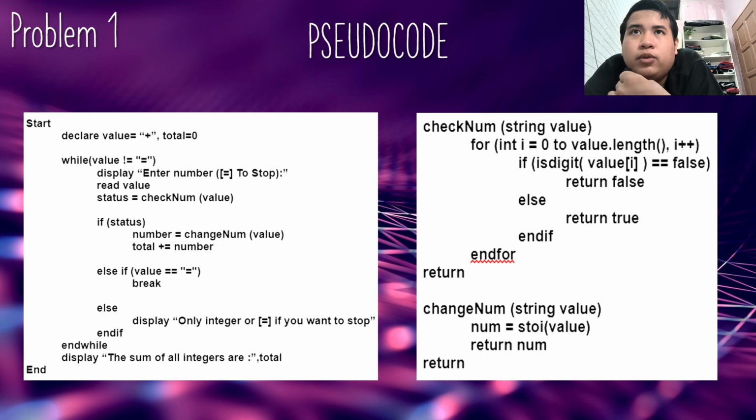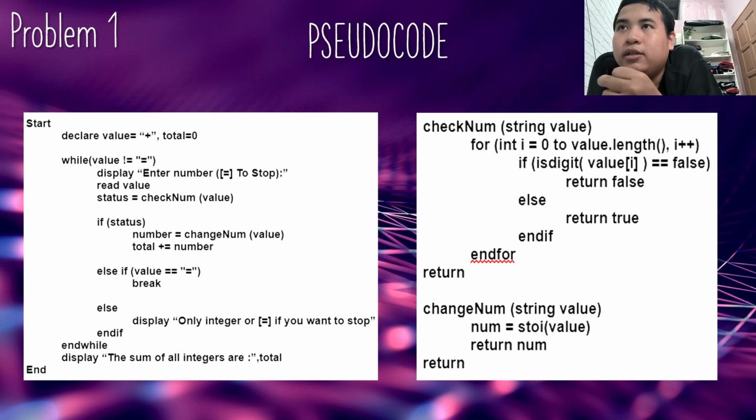Check num value is a module to check the value is, if it is digit, then if its digit is not true, then it will return false. If it is digit, then it will return true. Then it will return the digit integer.